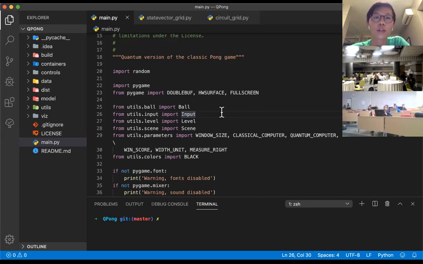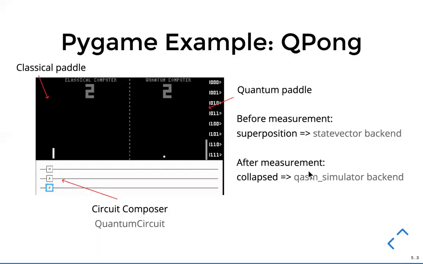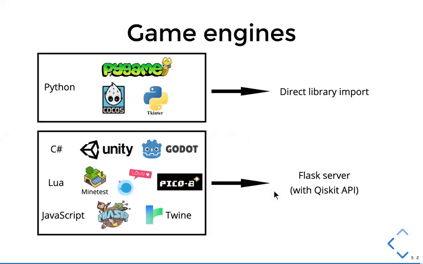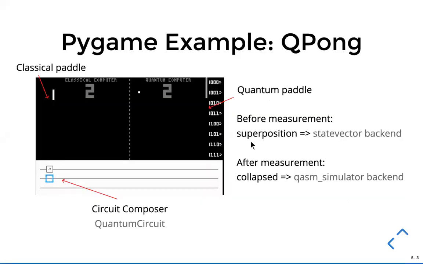Okay, let me go back to the part on game engines. So Pong is not in Unity. It uses Pygame, which is a Python game engine. But as I showed you in the beginning in my self-introduction, I also made the arcade version, which uses Unity to make the game. So I made two versions.